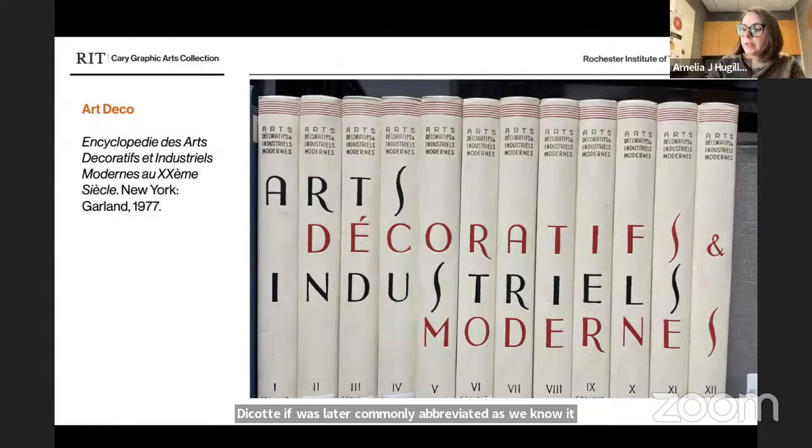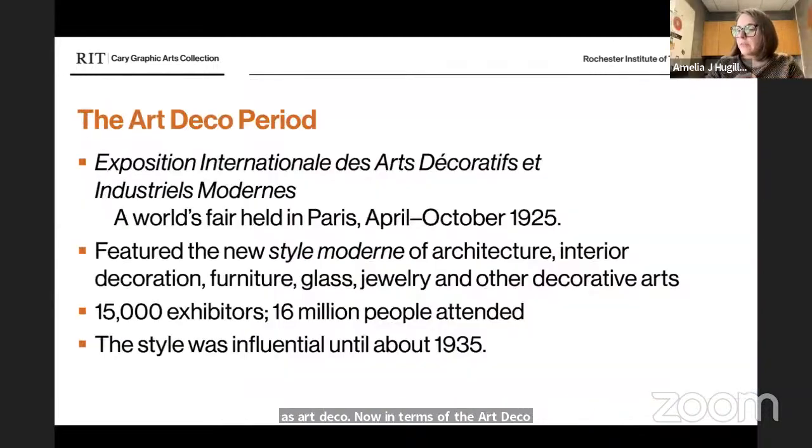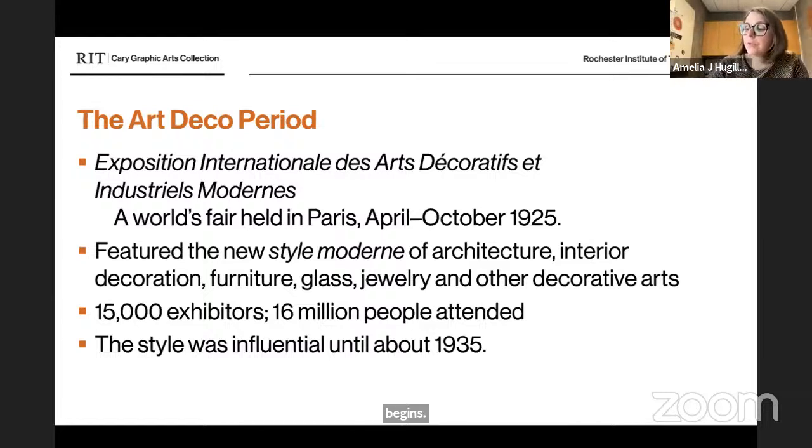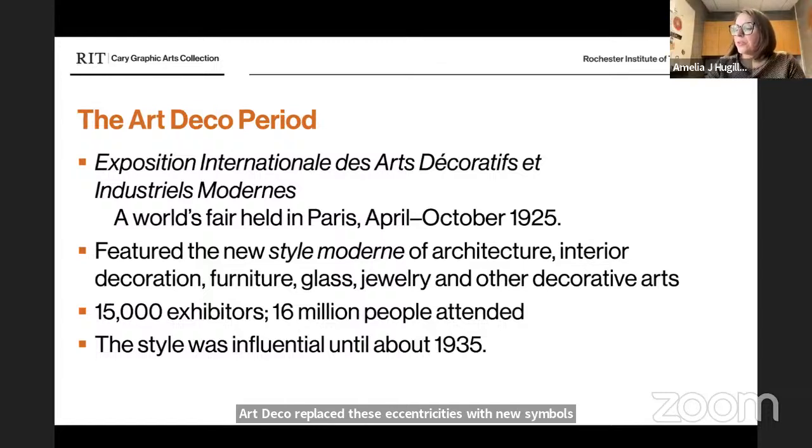Now, in terms of the Art Deco style, the organic forms, floriated masses, and snaking tendrils of the previous popular style called Art Nouveau had become so baroquely profuse that the pure beauty of that original style was choked by the 1920s, where our story begins. Art Deco replaced these eccentricities with new symbols of power and progression, like the lightning bolt and the chevron. So these rectilinear motifs could be seen in all things at the exposition, the buildings, the furniture, the packaging, advertisements.